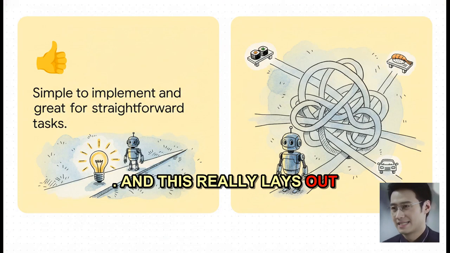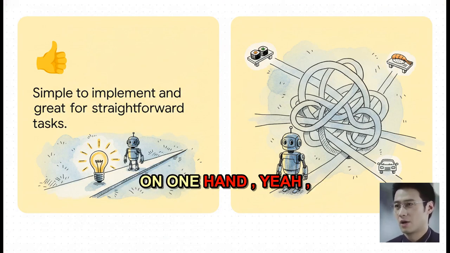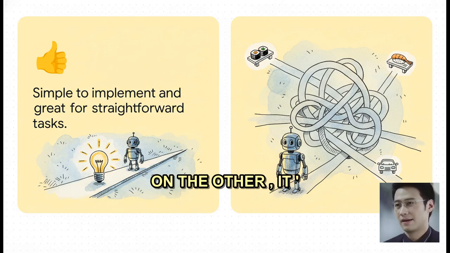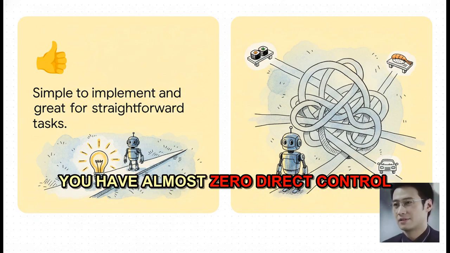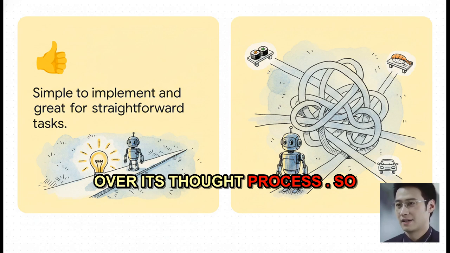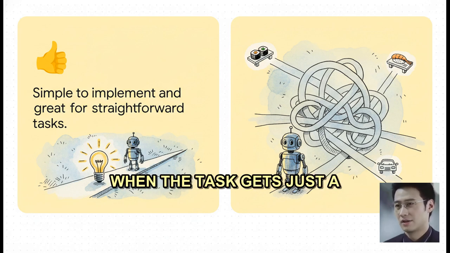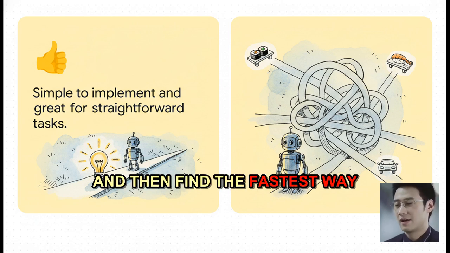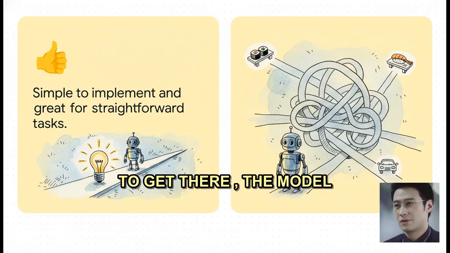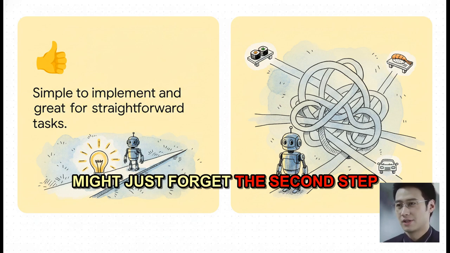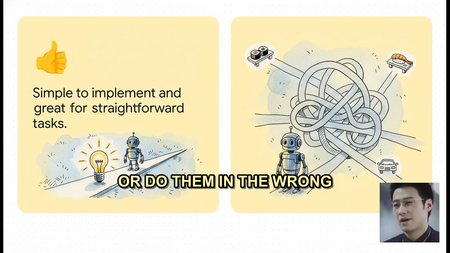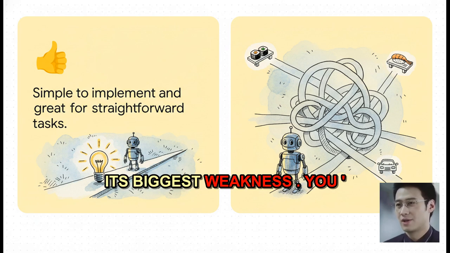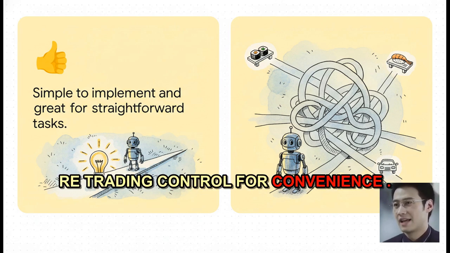And this really lays out the trade-off perfectly. On one hand, yeah, the single agent is simple to get up and running. But on the other, it's basically a black box. You have almost zero direct control over its thought process. So when the task gets just a little more complicated, like find a late-night sushi place and then find the fastest way to get there, the model can easily get lost. It might just forget the second step or do them in the wrong order. So here's the takeaway. Its greatest strength, its simplicity, is also its biggest weakness. You're trading control for convenience.